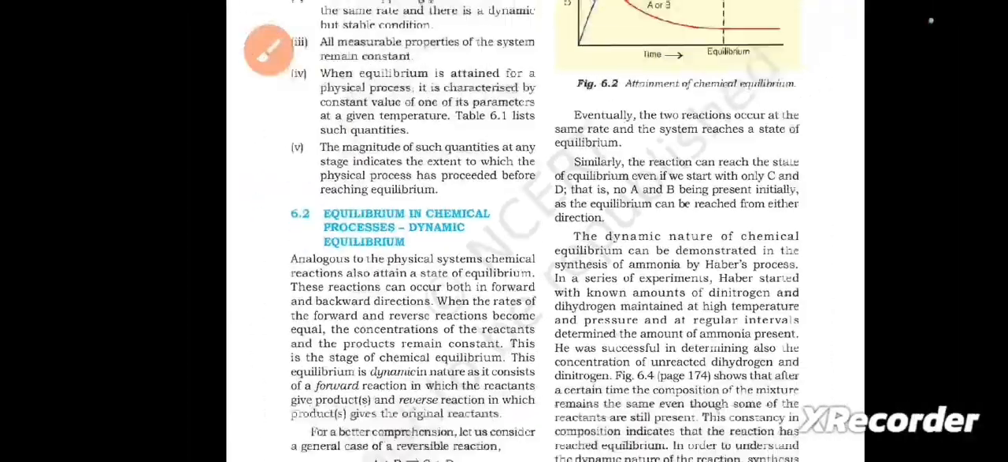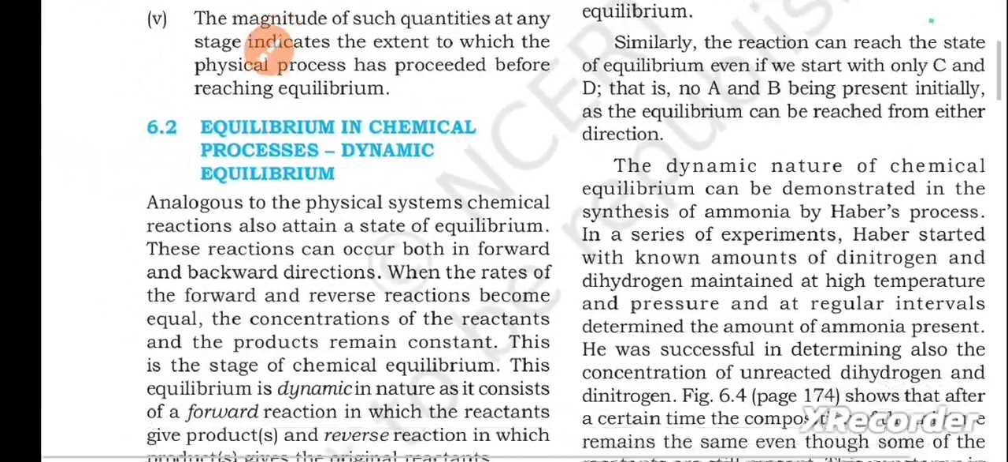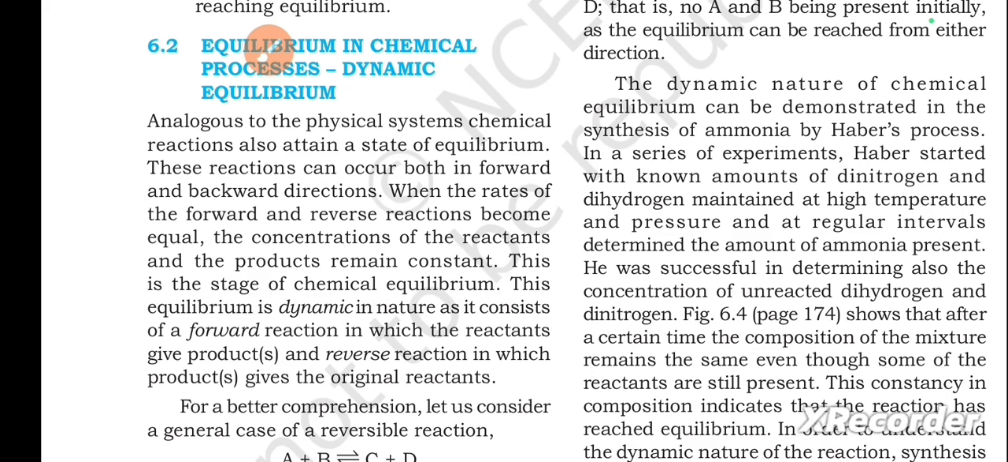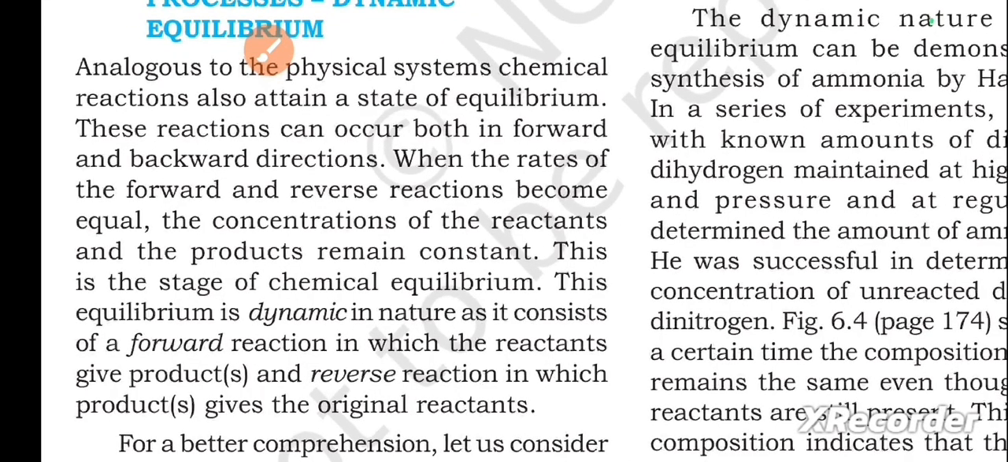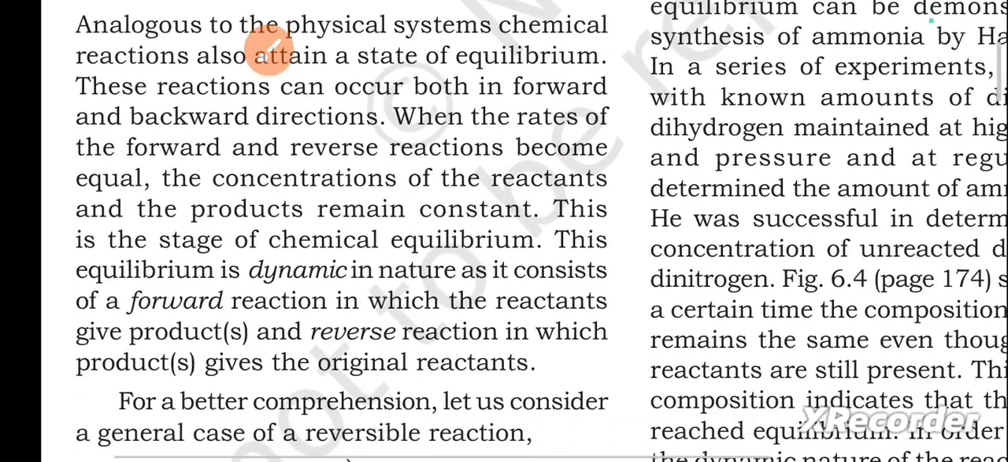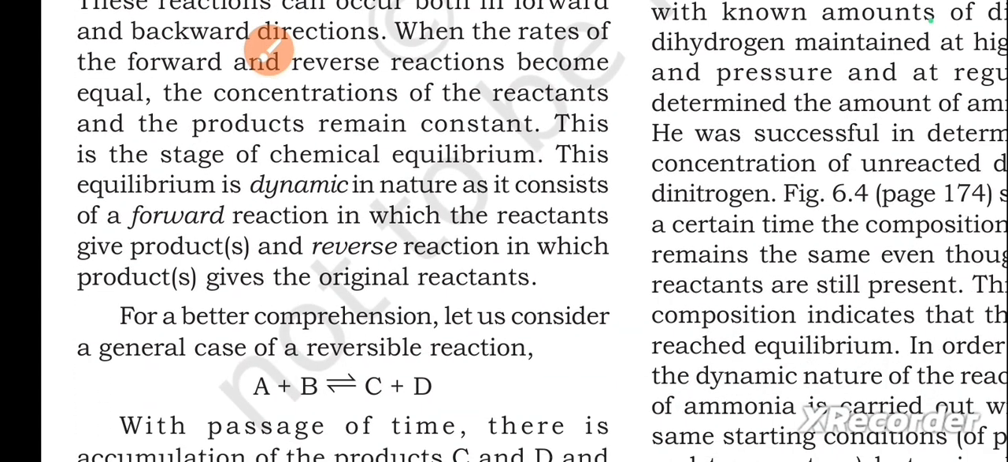dynamic equilibrium. Analogous to the physical system, chemical reactions also attain a state of equilibrium. These reactions can occur both in forward and backward directions. When the rates of the forward and reverse reactions become equal, the concentrations of the reactants and the products remain constant. This is the stage of chemical equilibrium. This equilibrium is dynamic in nature as it consists of a forward reaction in which the reactants give products and a reverse reaction in which products give the original reactants.